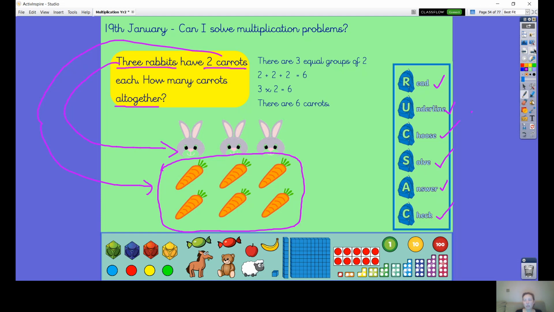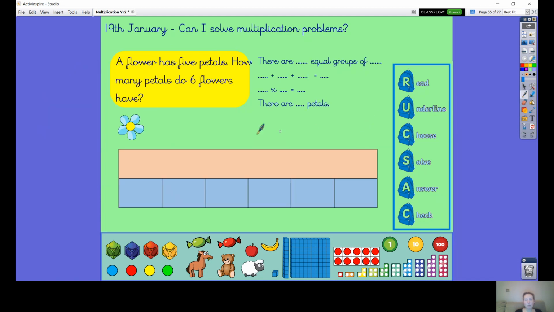Okay, here's a different question, but this time I've used a bar model. I'm going to read the question to you again, and this time have a pause and see how might you complete the bar model for this one, and then go on to underline, choose and solve an answer. So a flower has 5 petals. How many petals do 6 flowers have? A flower has 5 petals. How many petals do 6 flowers have? Press pause and see if you can have a go.